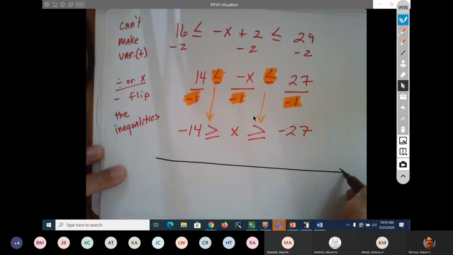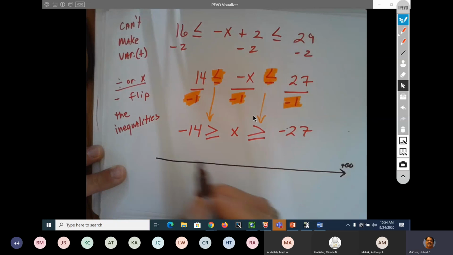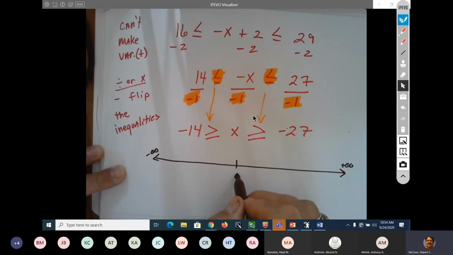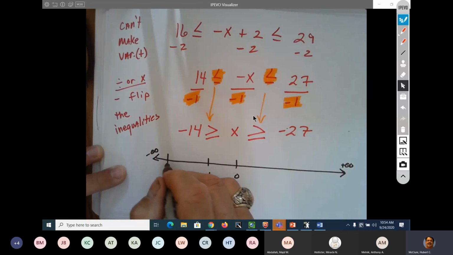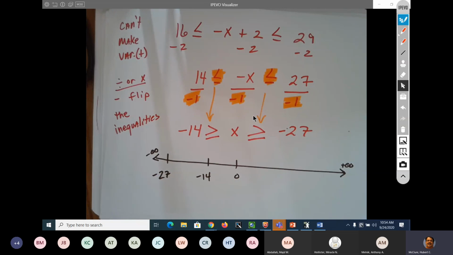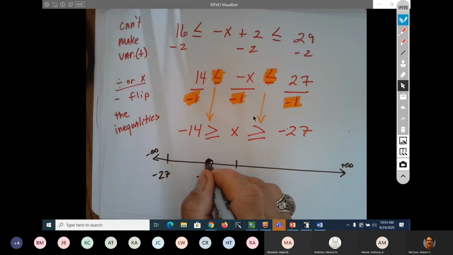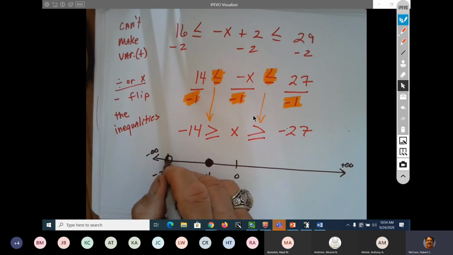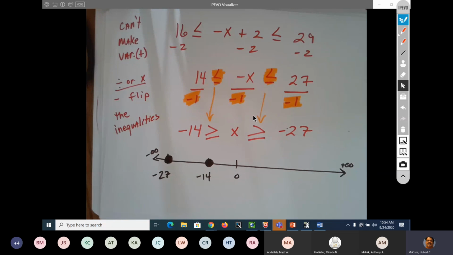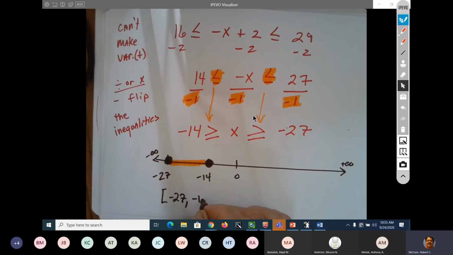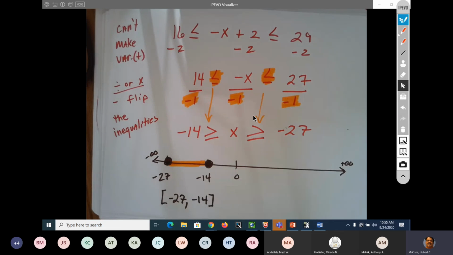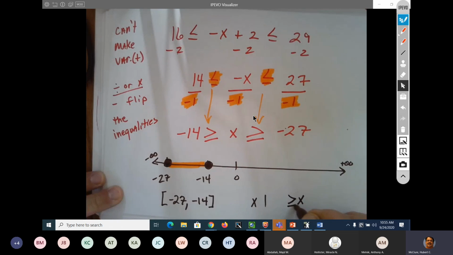Graph it. This is negative infinity. I'm sorry, positive infinity. This is negative infinity. This is 0. This is -14. This is -27. And I'm going to put a closed circle on -14. And I'm going to put a closed circle on -27. What numbers are between -14 and -27? Well, I shouldn't have to tell you that because this says between. So it's these numbers right here. So interval notation would be -27 to -14. And then set notation would be x such that x is between -14 and -27.